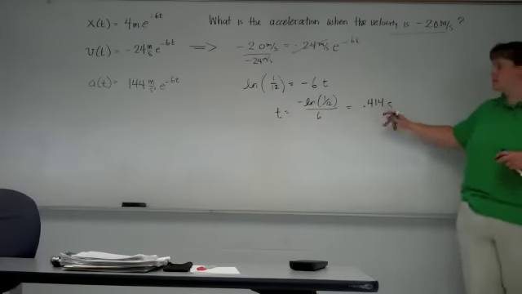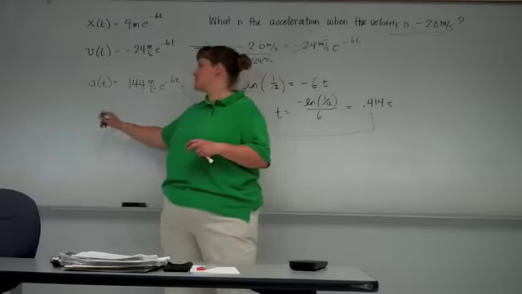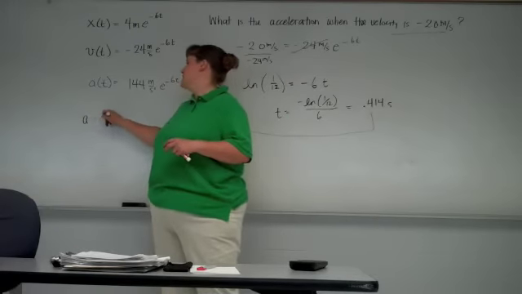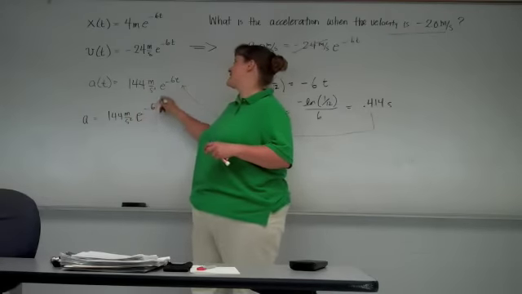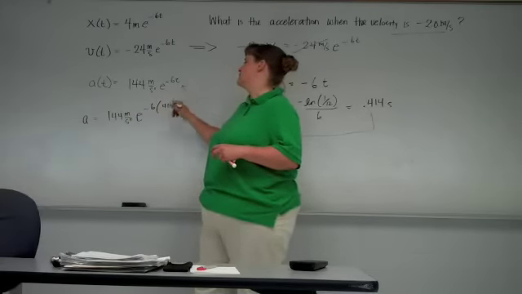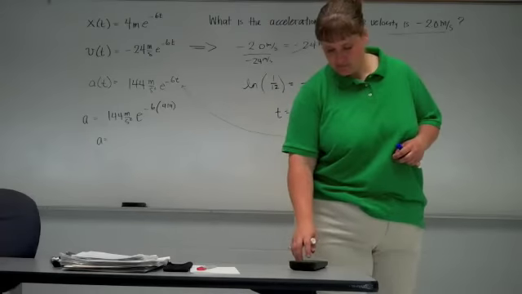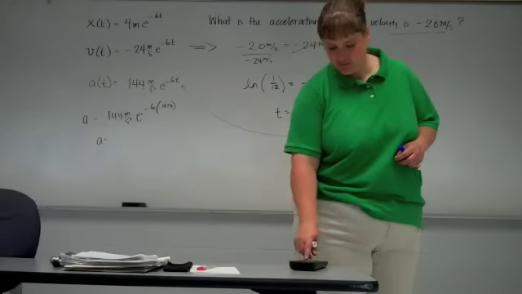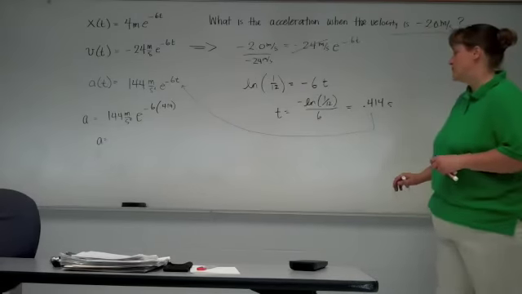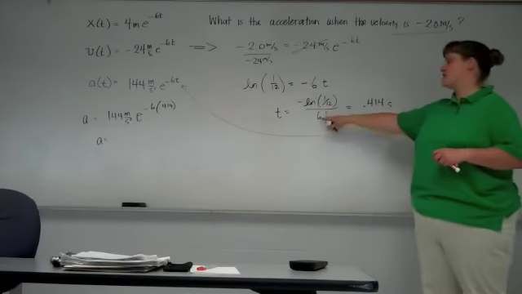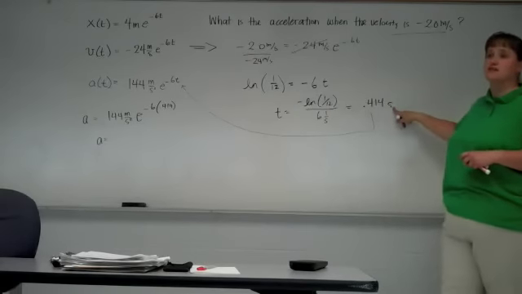So now we have a time. We can take this time and put it in over here. So our acceleration at that time is going to be 144 meters per second squared times e to the negative 6 times 0.414. You said that going back up to the 6 had a 6 per second. Yes. Where does that leave the t? So 6 per second brought the seconds up top and left us with seconds for our units on time.